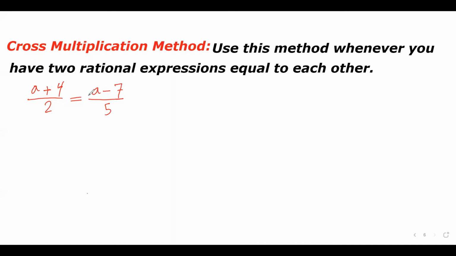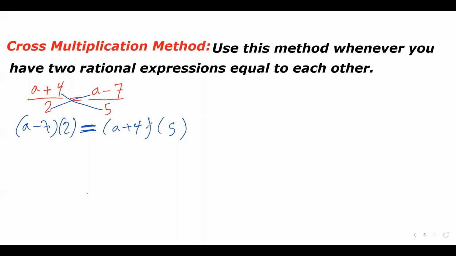So we can multiply the numerator of this fraction by the denominator of the left side, and write that down on one side of the equation. And then also we can multiply the numerator of this left fraction by the denominator of the right fraction, and we write it on the other side of the equation. So a minus 7 in bracket, times 2 equals a plus 4 times 5 on the other side of the equation.